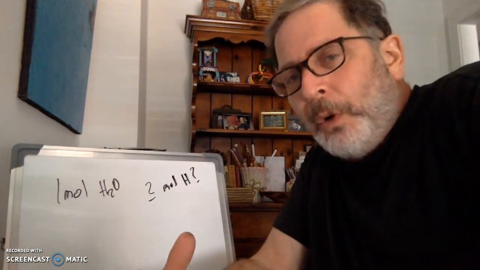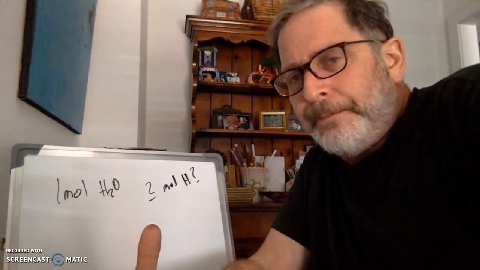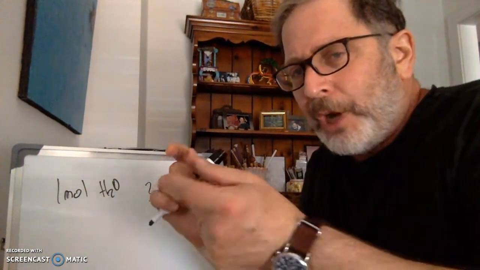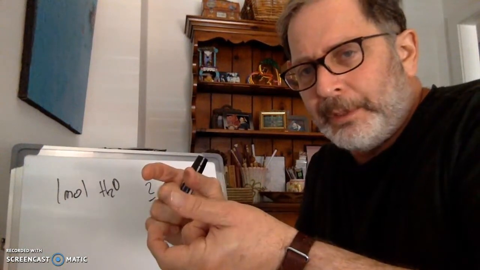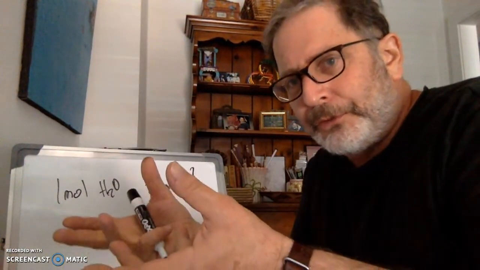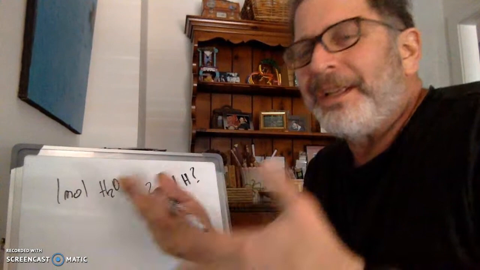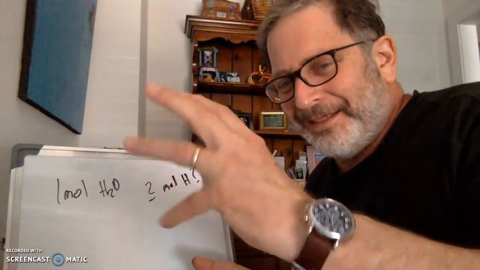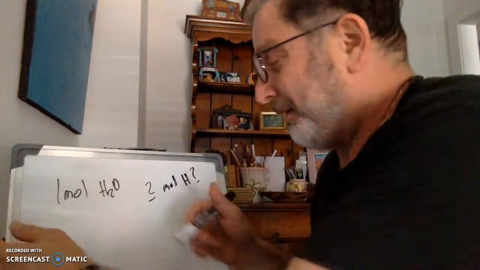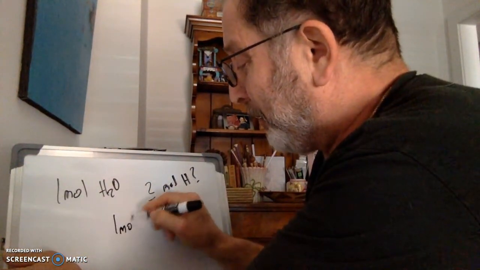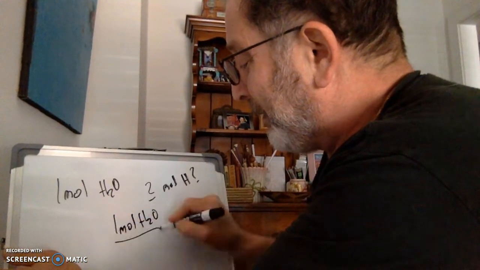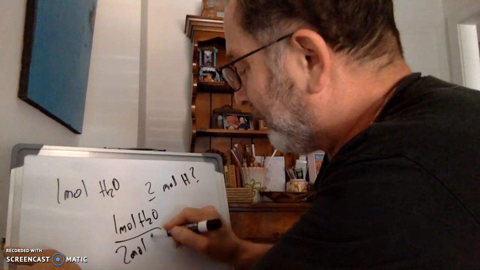If I had 1 mole of Oreo cookies, how many moles of chocolate wafers would there be? There'd be 2 moles. For every 1 mole, there's 2 moles. Do you see where a conversion factor would lurk? Like, for every 1 mole of H2O, there are 2 moles of H.